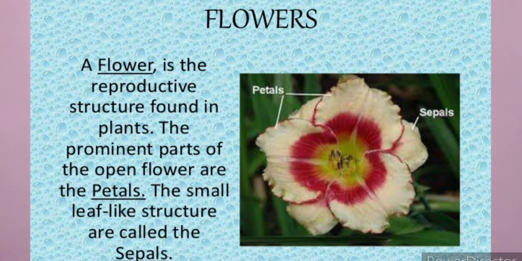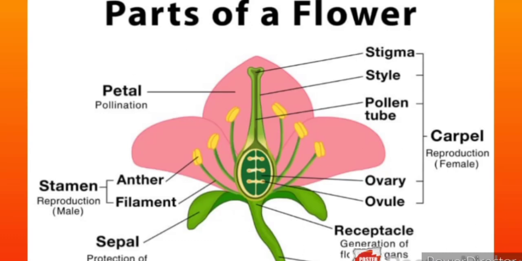So first, when we study the flowers and the fruits, we should know what a flower is. A flower is the reproductive structure found in plants. The prominent parts of the open flower are the petals. The small leaf-like structures are called the sepals. So there are two important things, the petals and the sepals.